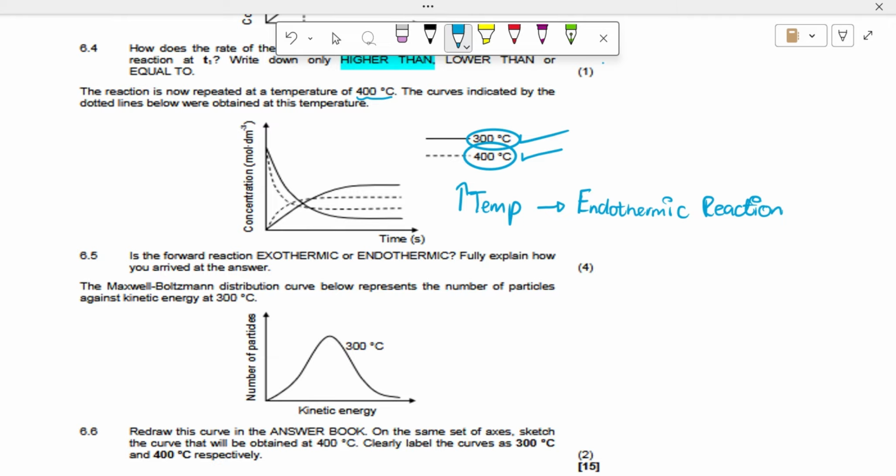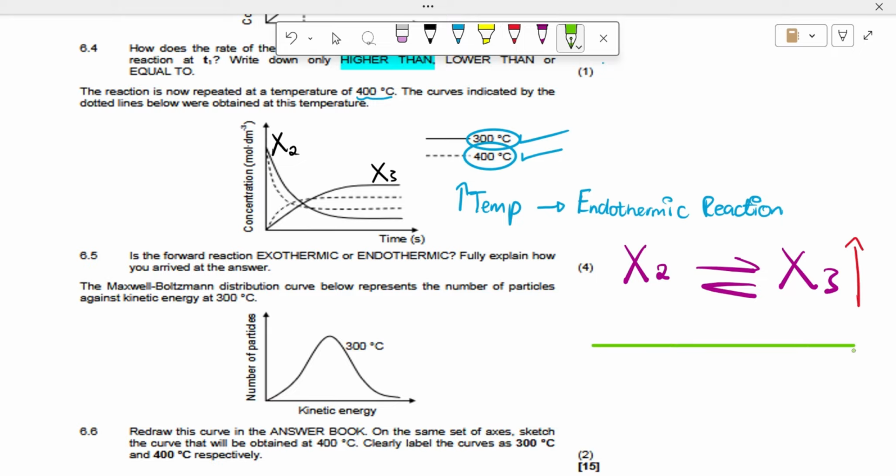So now you need to think about it. Remember, now they are asking about the forward reaction. Over time, this is still X2, and this one here is still X3. If the concentration of X2 decreases and the concentration of X3 increases, what does that mean? Let me write down the reaction once again. That is going to be X2 to give me X3. So if this one's concentration increases, what does it mean? This means that you had to favor the forward reaction.